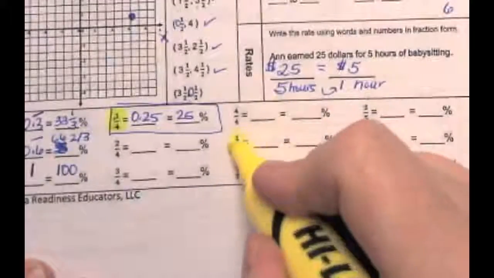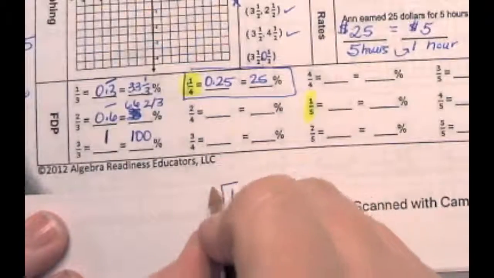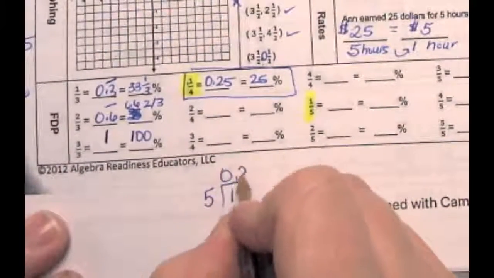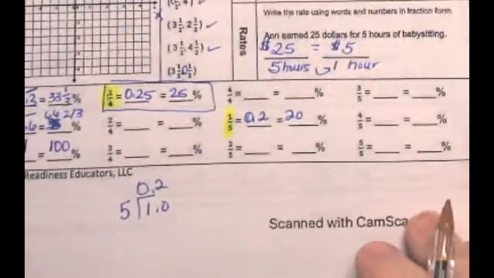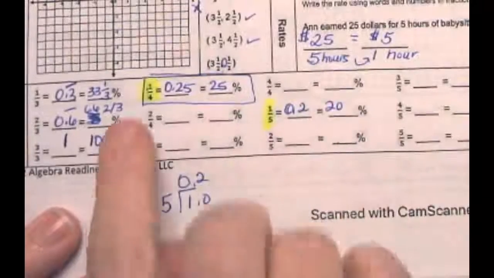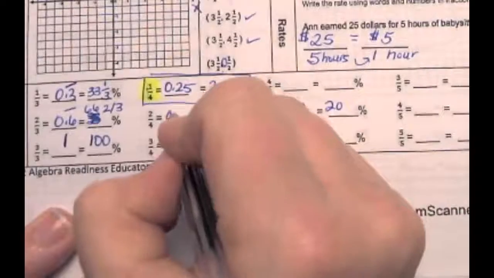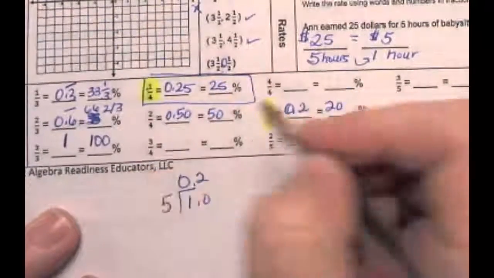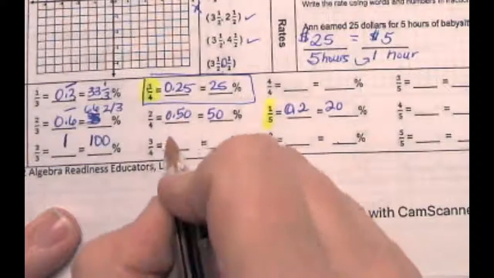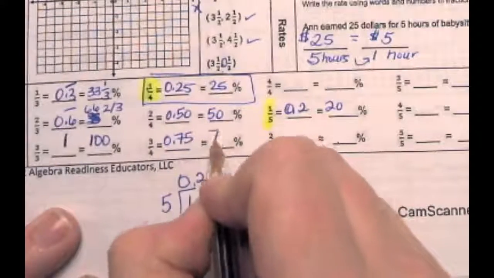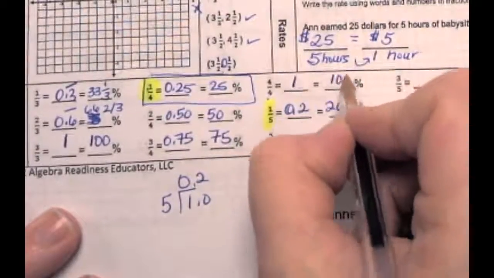The next benchmark I need to know is right here. If you don't know it by memory, you can divide again to figure this out. This is 0.2 and 20%. Now from those two, we can solve the rest of it. 2/4 would be this amount doubled because it's 2/4. So 0.50 and 50%. 3/4 would be, well, 3 of these, so we're tripling it. So 0.75 and 75%. And 4 divided by 4 is just 1, so that's 100%.